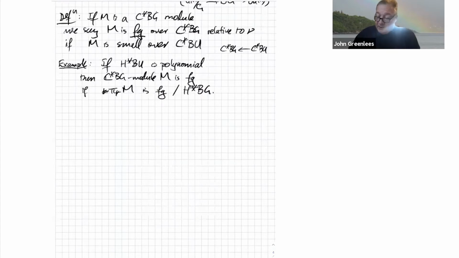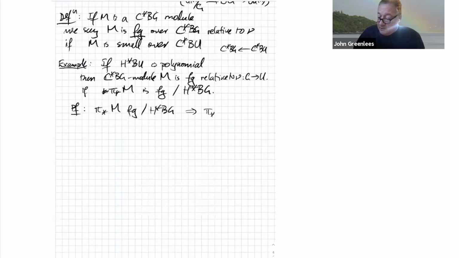The cochains BG module is finitely generated relative to the particular nu we just chose, G to U, because pi star M finitely generated over the cohomology of BG means that it's finitely generated over the polynomial ring, the cohomology of BU, and we've already checked that that means it's small. So actually, as long as we chose a polynomial normalization, this means something extremely concrete. And it would be possible to have given this talk just starting at this point with that as a definition. But somehow I think that would be unsatisfying.